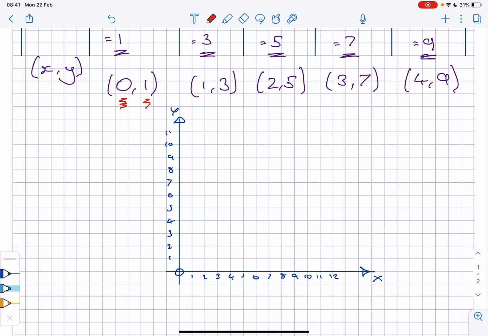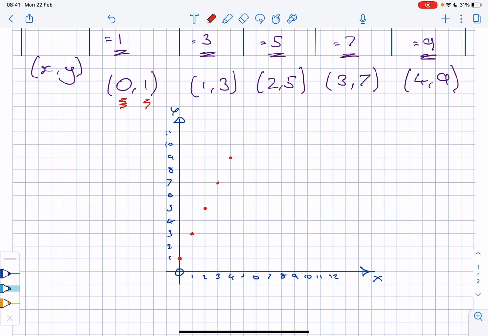So I'm going to go along to 0, in which case I don't go along at all, and then I go up my y-axis for 1. And that gives me the point 0, 1. Same with the next one, would be 1, 3, I have a point there, and then 2, 5 would be here, 3, 7 would be the next one along, and 4, 9 would be the next one along.